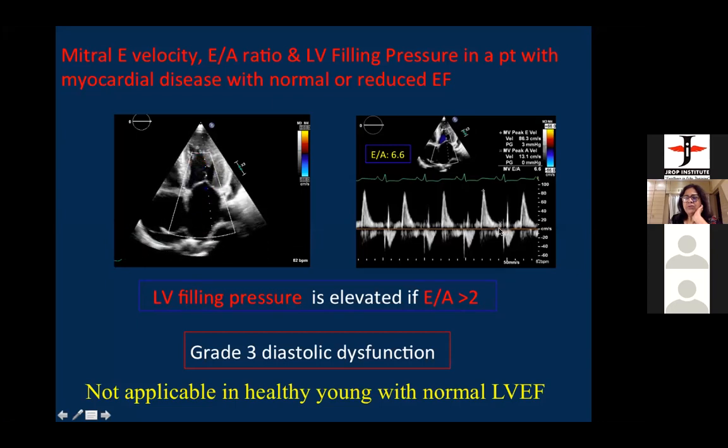So what is your question? Ma'am, the reason for the tall E. Now, in the restrictive pattern, as I said, it's an advanced stage of diastolic dysfunction. LA pressure is very high. So what happens? Because of very high LA pressure, the mitral valve opens quickly.